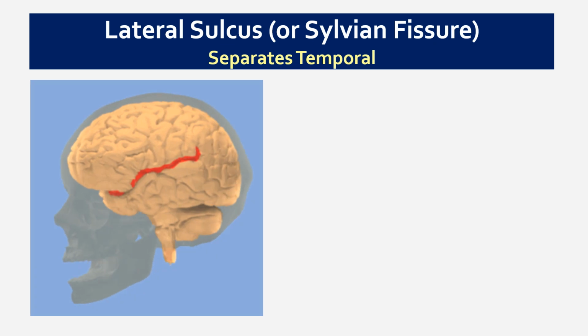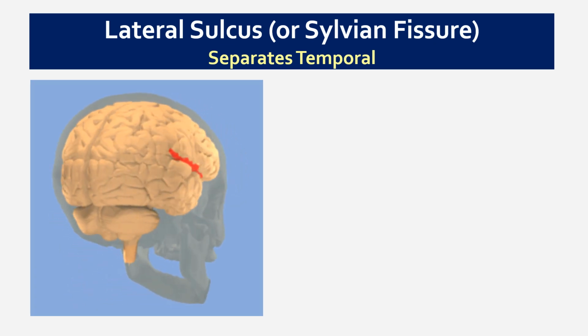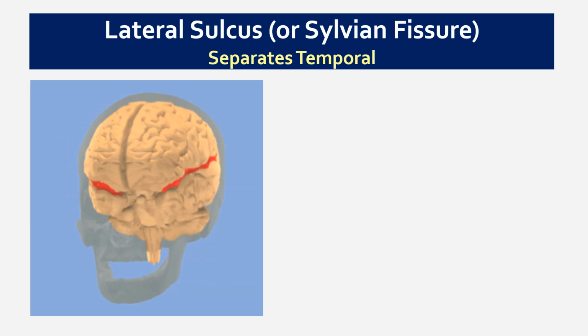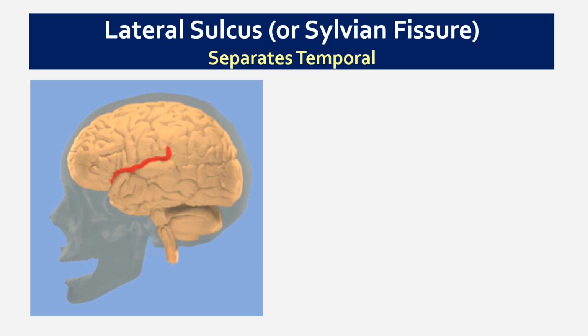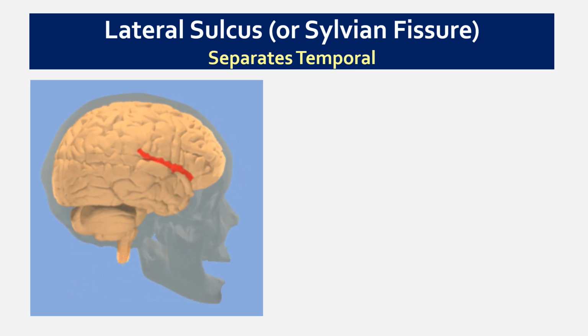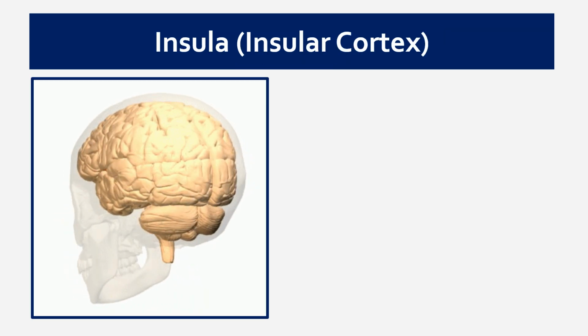Separating the temporal cortex from the other two cortical regions is the lateral sulcus, also known as the Sylvian fissure. Again, I'll just pause a second. You can watch the animation through. The lateral sulcus is a deep groove separating the temporal, parietal, and frontal cortices. Tucked underneath that groove is the insular cortex.